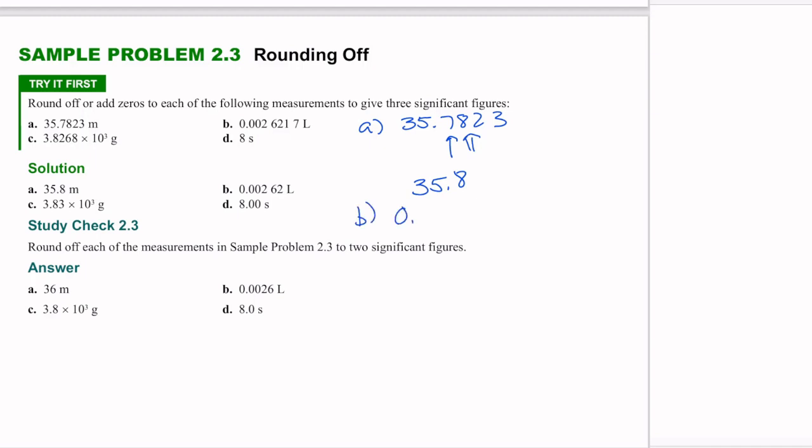Now let's work problem B. Problem B is 0.0026217 liters. Notice that the first 2 zeros behind the decimal place are just placeholders. So all of the others are non-zero digits. We need to round to 3 significant figures. The third significant figure would be here, so we look to the right of it. We identify a 1, which is 4 or less, and therefore we're going to keep the preceding digit. So the final answer will be 0.00262 liters.